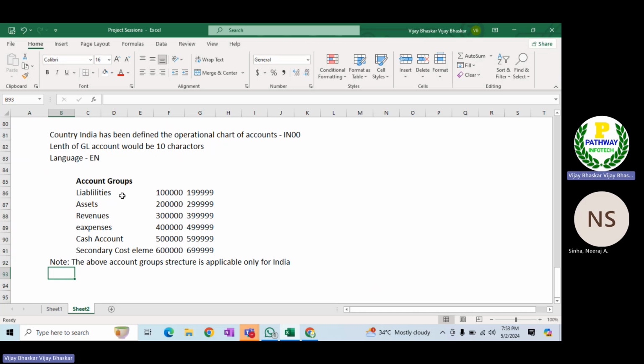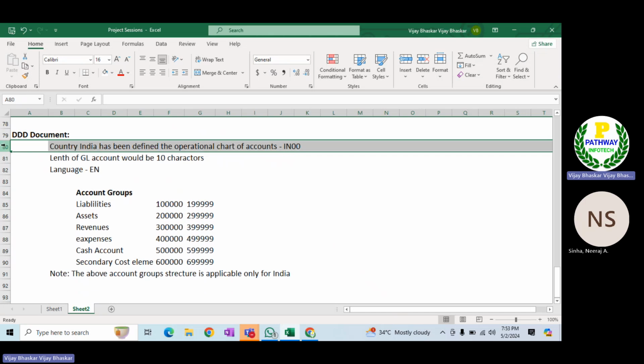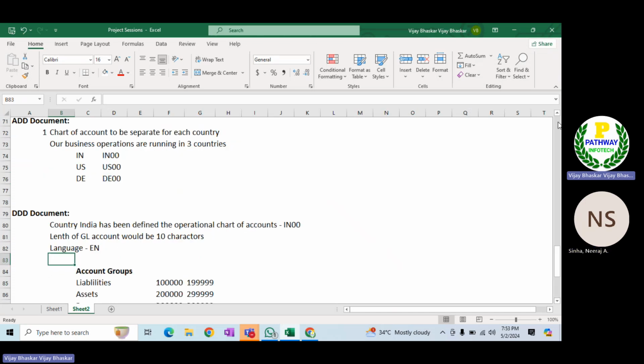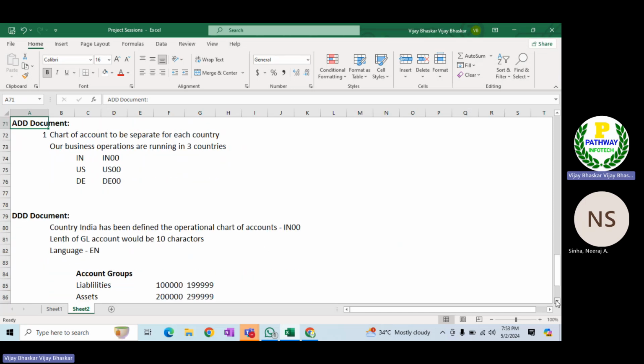If that is where we are going to write the detailed design document, in detail, the explanation which we are going to give, this we are going to call as a DDD, detailed design document. Is it clear, this one? The detailed is the DDD document. You need to remember which documents we are going to use: ADD, RDD, and DDD.